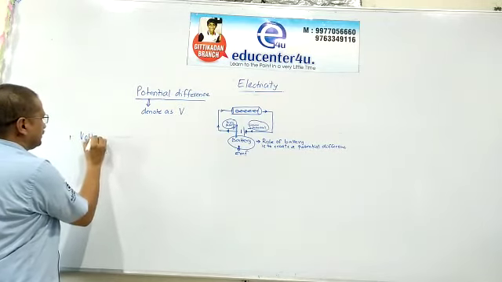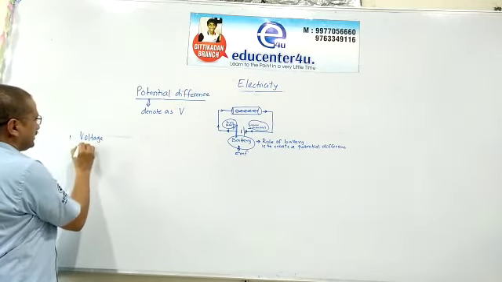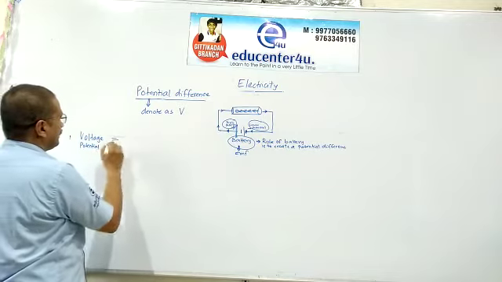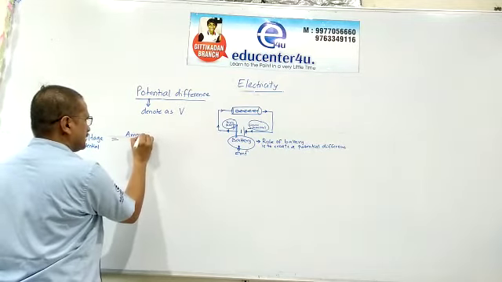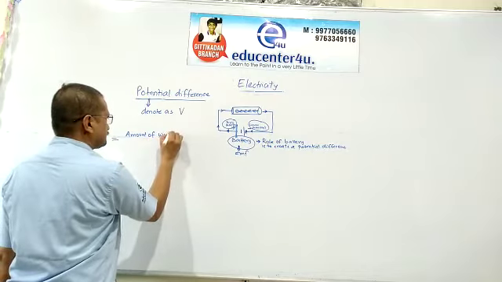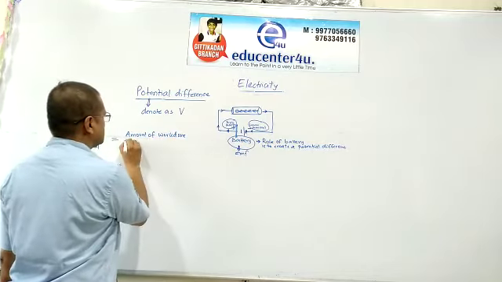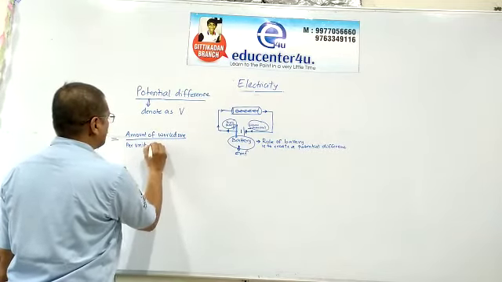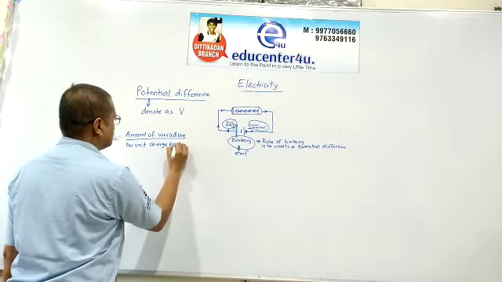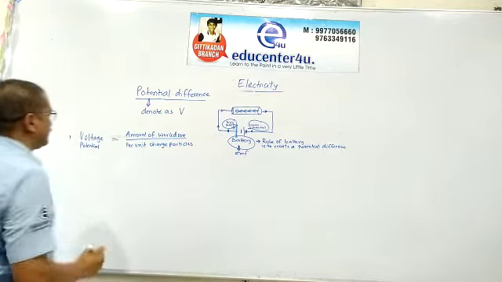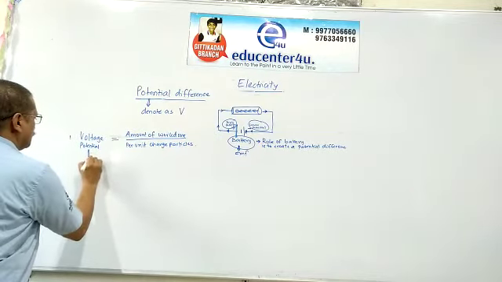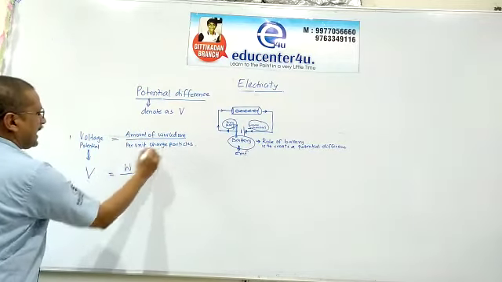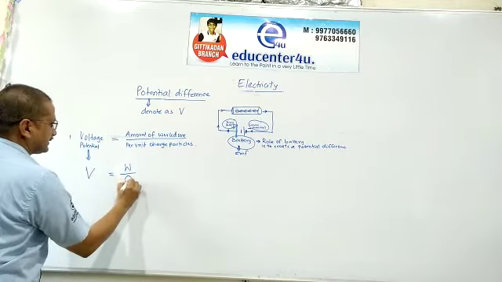So what is voltage, or how is one potential defined? Voltage is the amount of work done per unit charge. This voltage is denoted as V. The amount of work done is denoted as W, and unit charge is denoted as Q.